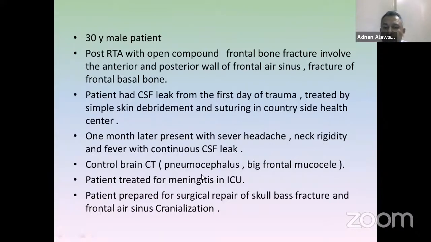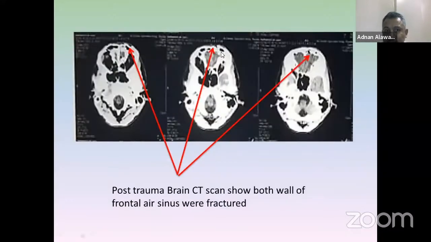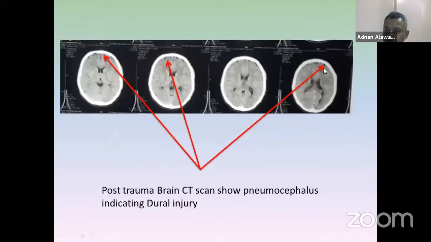Brain CT scan showing pneumocephalus, big frontal mucocele. Patient treated for meningitis in ICU, then prepared for surgical repair of the skull base fracture and frontal air sinus cranialization. This is directly post-trauma brain CT scan, showing fracture in the frontal base bone. There is hematoma in the nasal cavity. You will see here fracture in both anterior and posterior wall of the frontal air sinus, and also in the supraorbital ridge. And you will see a small amount of pneumocephalus here, indicating the dura is injured.